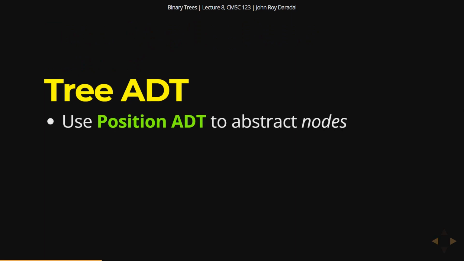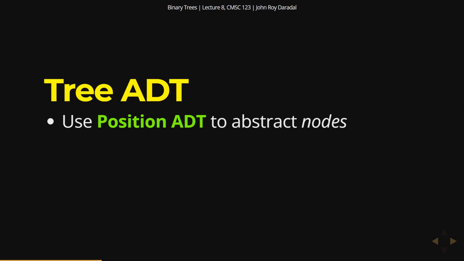Okay, now let's talk about the tree ADT itself, the interface. Okay, so for the tree ADT, it uses position ADTs to abstract out the nodes. Okay, so that for the same reason before in list that we used positions, so that we don't expose the underlying implementation, because if you say nodes, then that just means that we're using node-based implementation, right? But what if we use an array? So calling it a node would not be appropriate, right? Because you're not using nodes in arrays. So we'll just call it positions, okay?